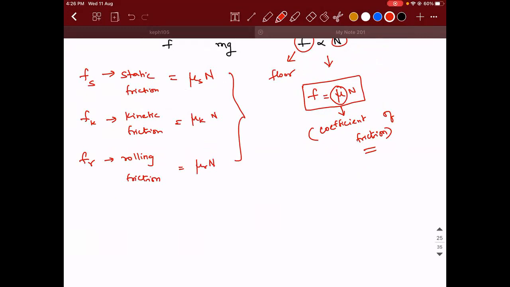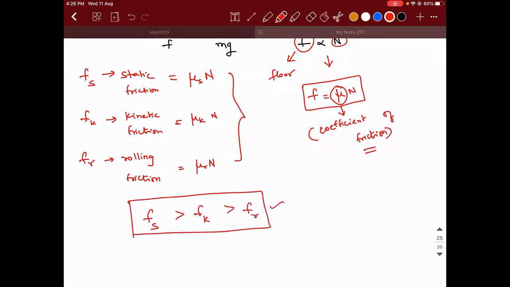Now I have a question, guys. Out of these three, which one do you think will be the greatest? Static friction. Yes, static friction is the greatest. It is greater than the kinetic friction, which is greater than the rolling friction. This is the order, but we need to think of the logic also.